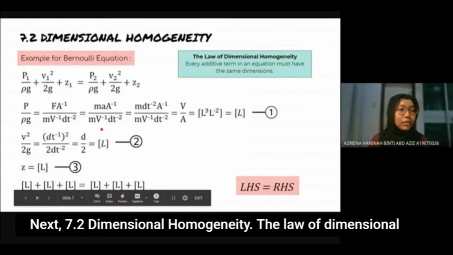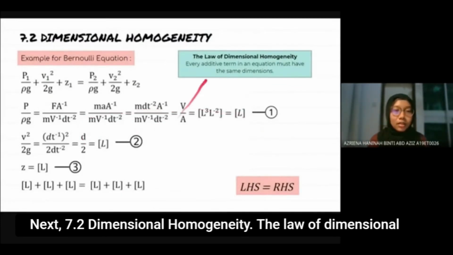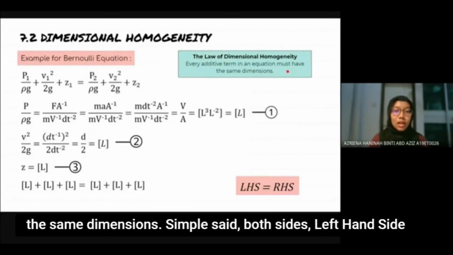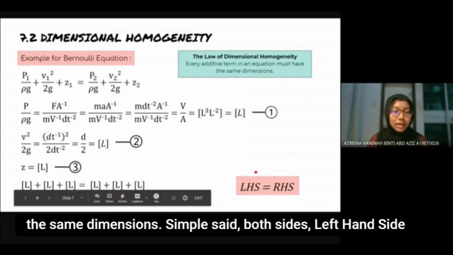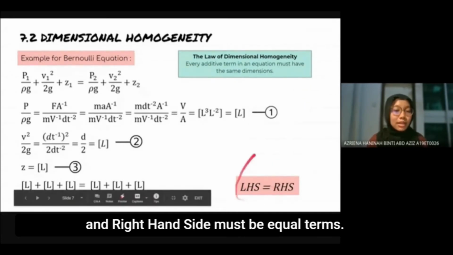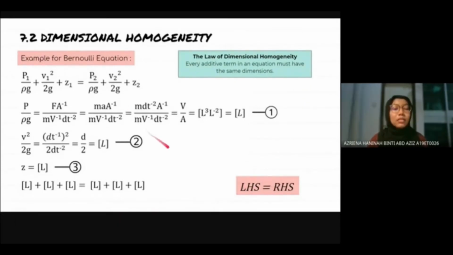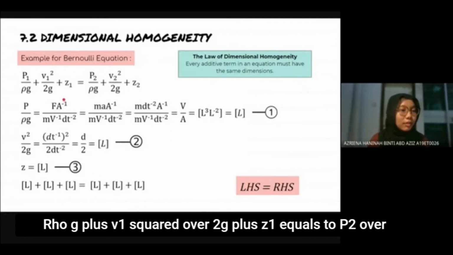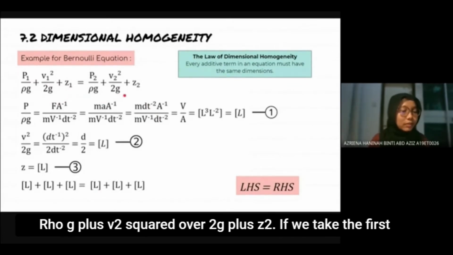Next, 7.2 Dimensional Homogeneity. The law of dimensional homogeneity: every additive term in an equation must have the same dimensions. Simply said, both sides, left-hand side and right-hand side, must be equal terms. For example, let's take our favorite Bernoulli equation, P1 over rho g plus V1 squared over 2g plus Z1 equals P2 over rho g plus V2 squared over 2g plus Z2.